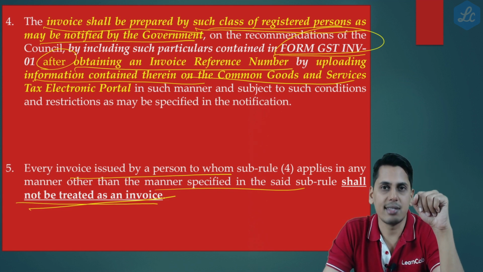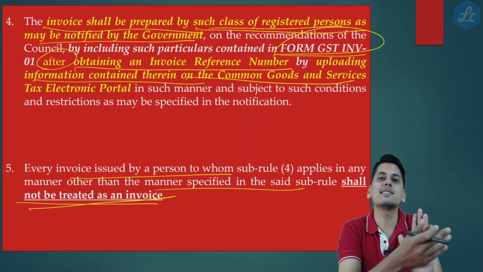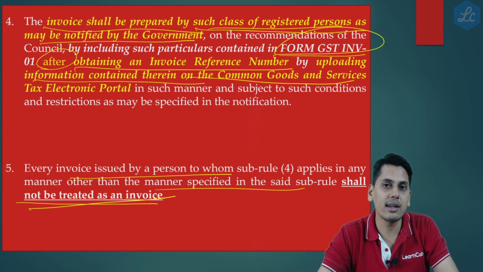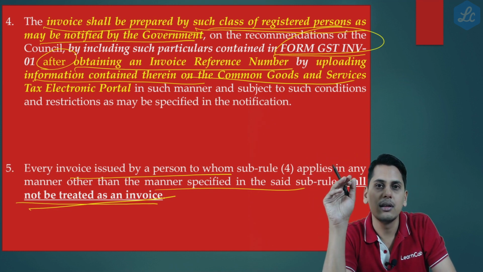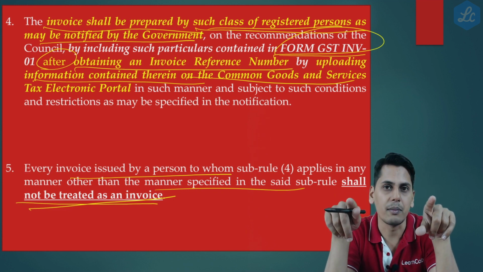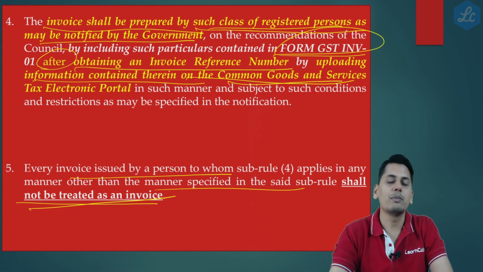This invoice reference number, is it created by the registered person himself? Who creates the serial number of invoice? The serial number of invoice is created and fixed by the registered person himself. But who gives the invoice reference number? Please understand, serial number of the invoice is different from the invoice reference number. Invoice reference number would be given to you by the common portal.